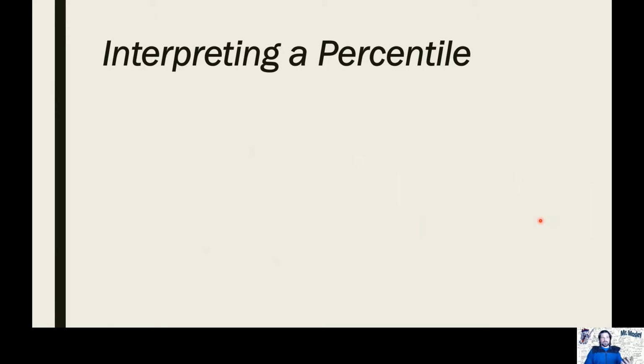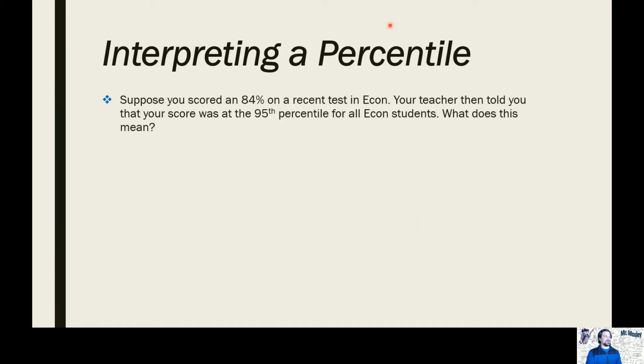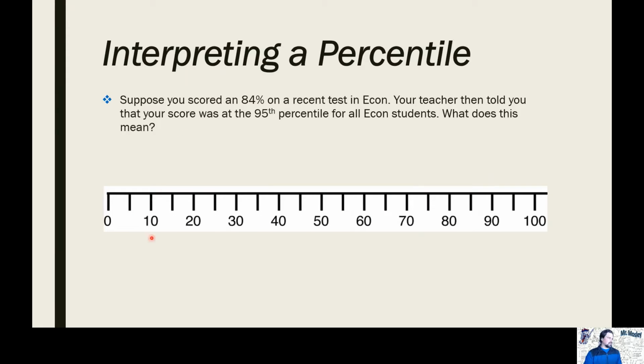All right, so first, interpreting a percentile. Suppose you scored an 84 on a recent test in econ. Your teacher then told you that your score was at the 95th percentile for all econ students. What does this mean? Well, let's look. We have a number line here representing all of the possible scores, from 0 to 100. So you scored an 84%. So your score, we'll say, is right here. Here's your 84. And your score is at the 95th percentile.